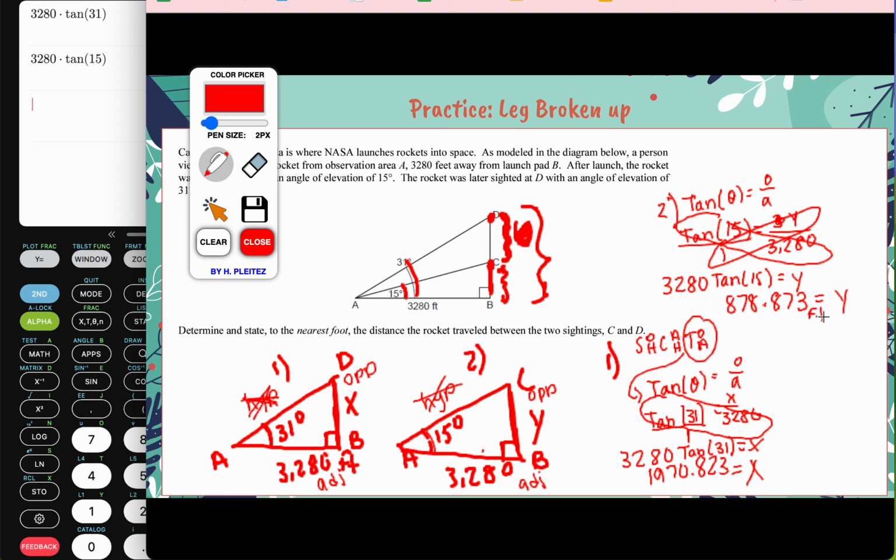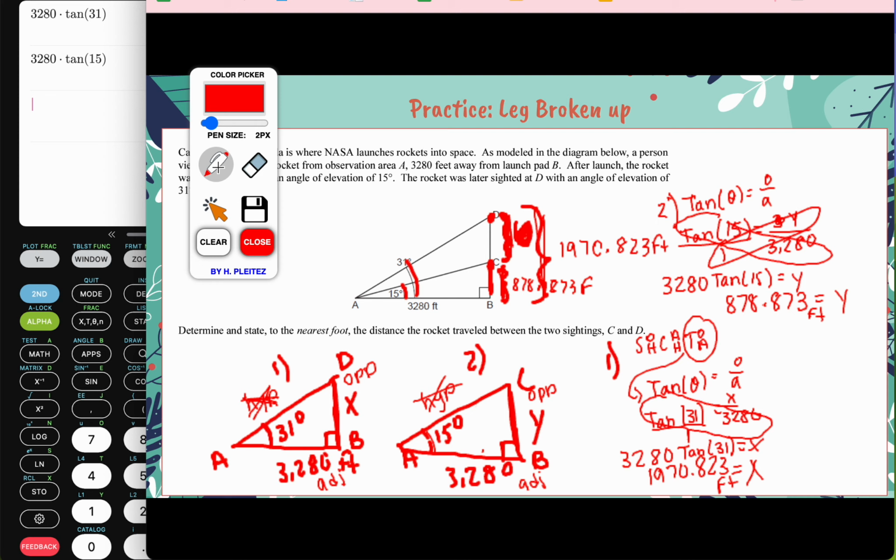So feet and feet. Now go back to our question, right? Remember, this value of our first triangle represented this entire side. So sometimes it helps labeling that, 1970.823 feet. And then this smaller value here is 878.873 feet. So again, what we said is if we take this larger value and we subtract the smaller one, we'll be able to get the distance of CD.